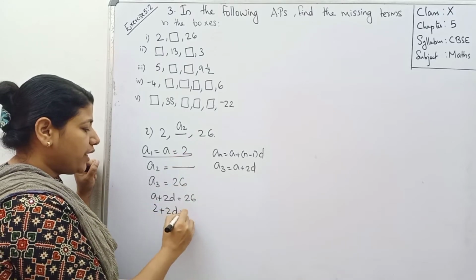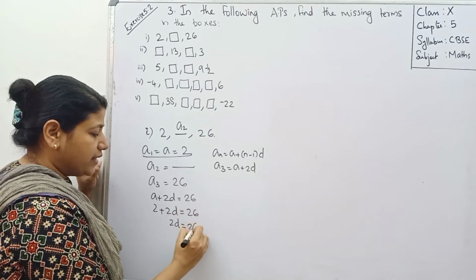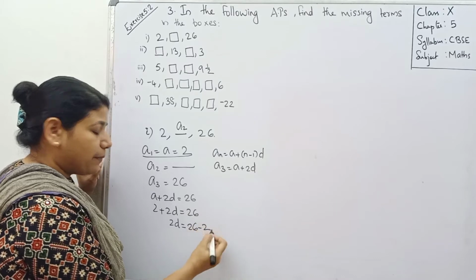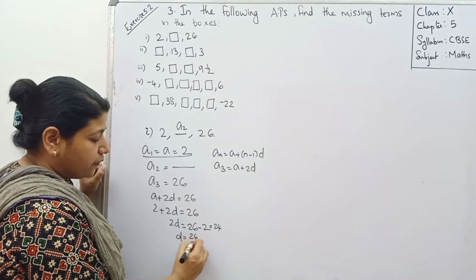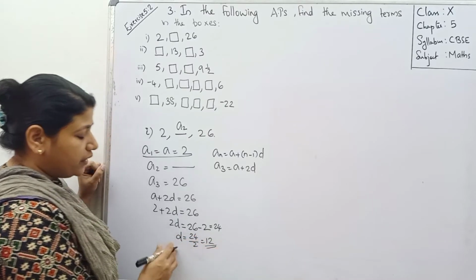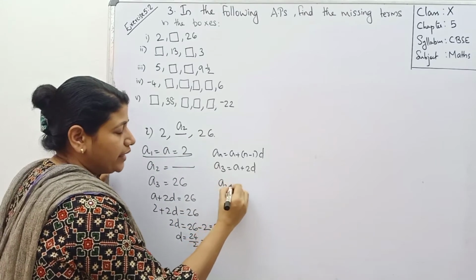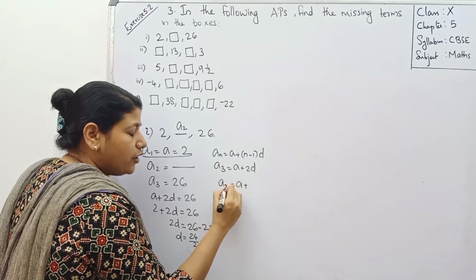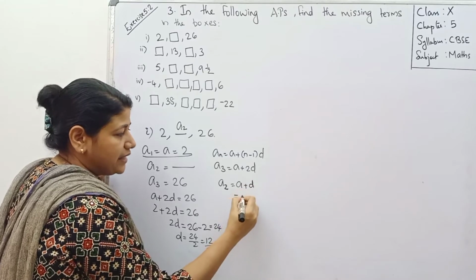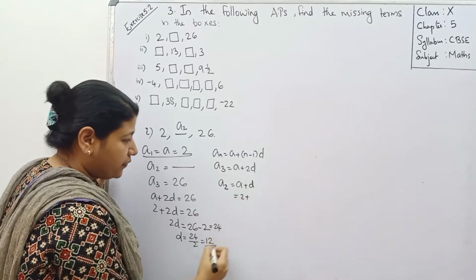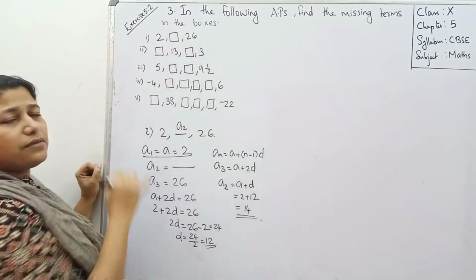A is given as 2. Then 2 plus 2d is 26, so 2d equals 26 minus 2, which is 24. To find d, we write 24 by 2, which is 12. So the common difference d is 12 and a is 2. Now we can find a2. a2 is a plus d, since n minus 1 is 1. A is 2 and the common difference is 12, so we get 14. So a2 is 14.